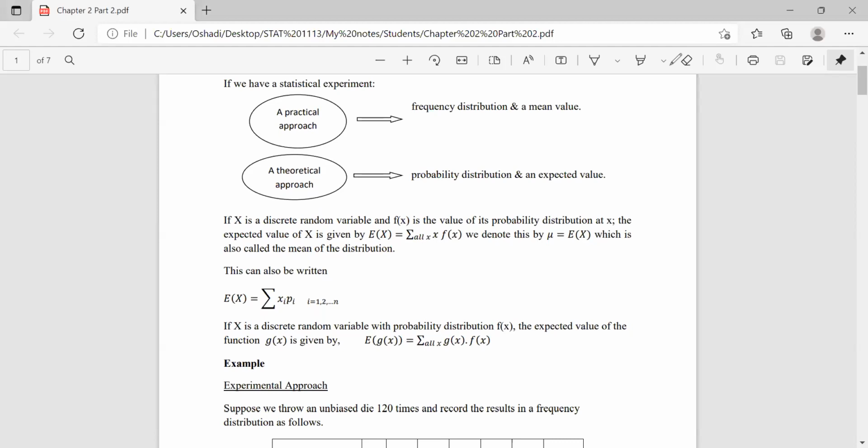So this can also be written as the expected value equals the summation of xi pi, where pi is the probability value at each point of x. If x is a discrete random variable with probability distribution fx, the expected value of the function gx is given by, so we can find the expected value of a function, not only of a random variable x. If we have a function gx, then instead of x we include gx: the summation of gx fx. If we want the expected value of the random variable, it is x fx, and if it is a function gx, it is gx fx, right?